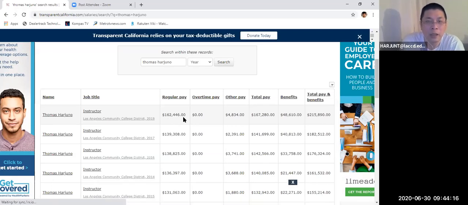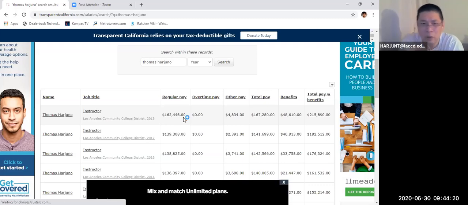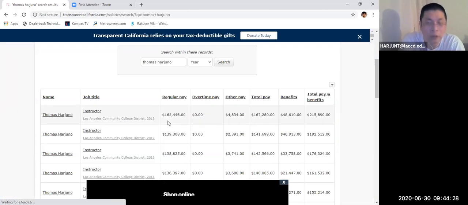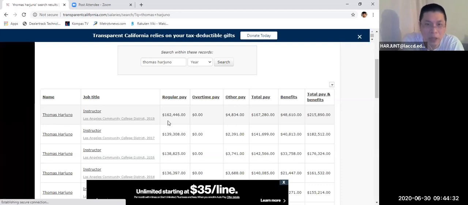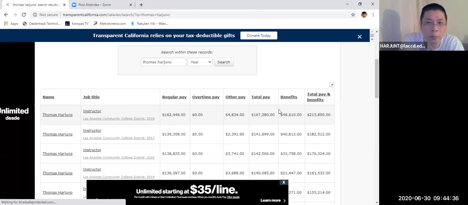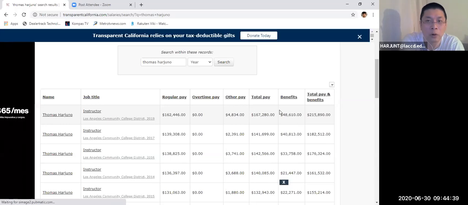162,000 regular pay, you need to subtract that by approximately 40%. So I get approximately only half of this, 80,000. Because approximately the other half will go to my federal tax, and then state tax, and then city tax, and then union fee. Good thing they take away the health benefit already. So this cannot be counted as my regular pay.